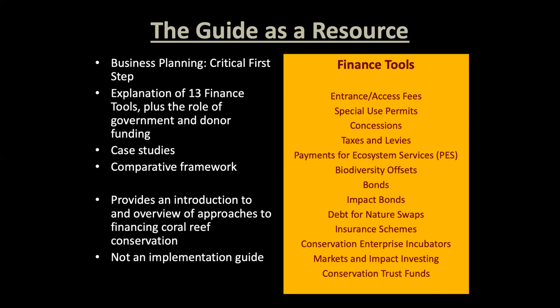Business planning. We like to start there because it's really a critical first step. And the guide goes through 13 different finance tools, but also addresses the role of government and donor financing. We look at different case studies, and we have this comparative framework that we use. It's meant to provide an introduction, and it's not an implementation guide.